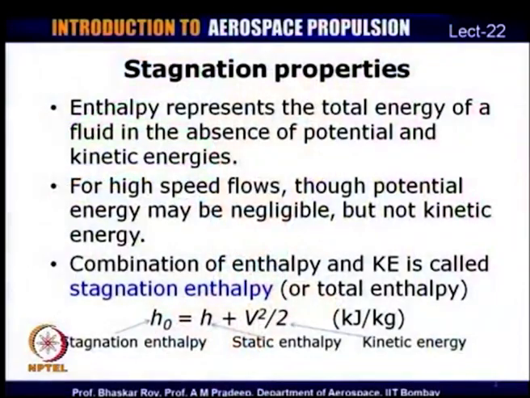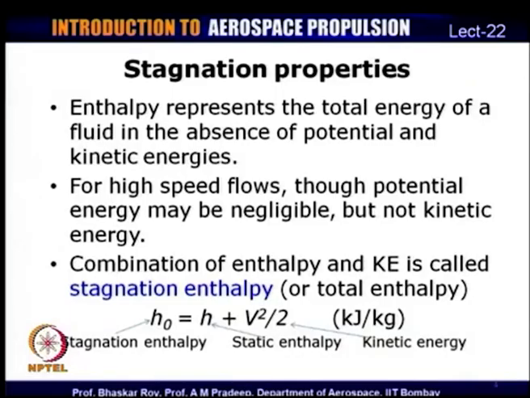If you look at the definition of stagnation enthalpy, it is usually denoted by H subscript 0. The subscript 0 is applicable for most of the stagnation properties which we are going to define, like temperature, pressure and so on. So, stagnation enthalpy H naught is equal to H, which is now the static enthalpy, plus V square by 2, which is the kinetic energy.